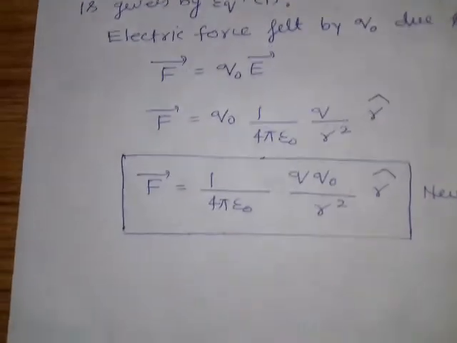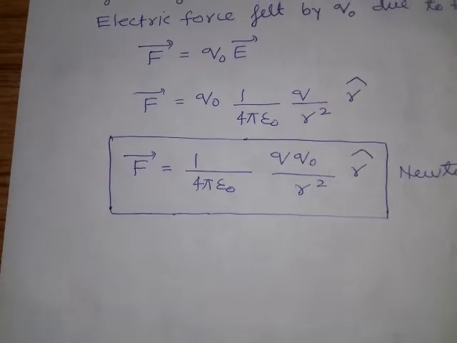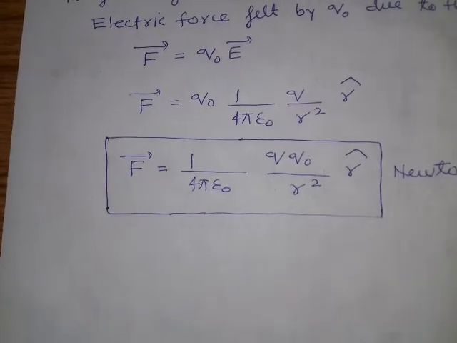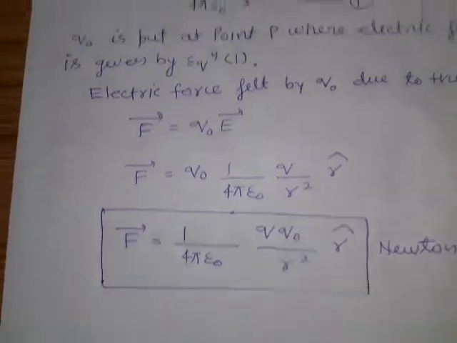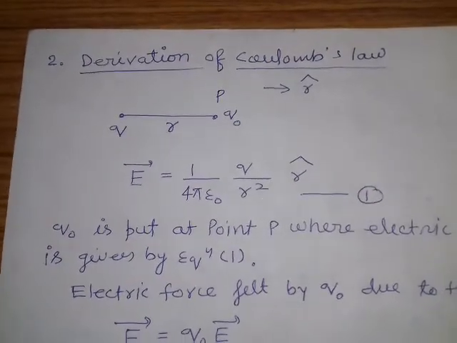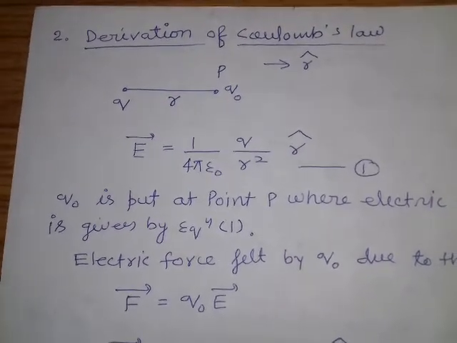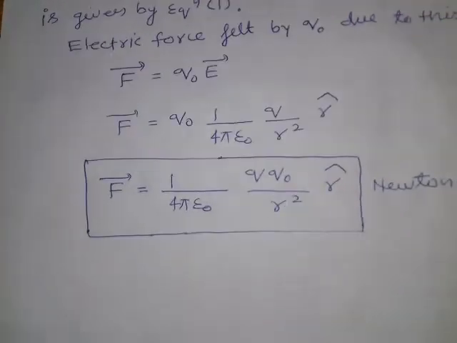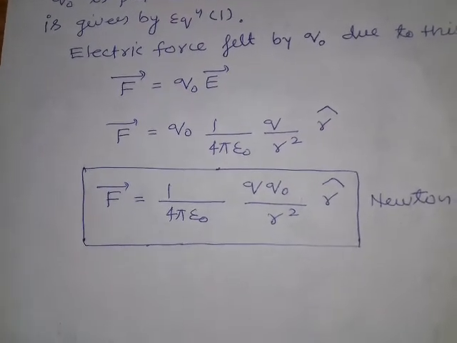So the force would be F is equal to 1 upon 4 pi epsilon naught Q Q naught upon R square minus R cap. You see, in both cases, whether your source charge is positive or negative, the magnitude of force would be the same, which is 1 upon 4 pi epsilon naught Q Q naught upon R square.